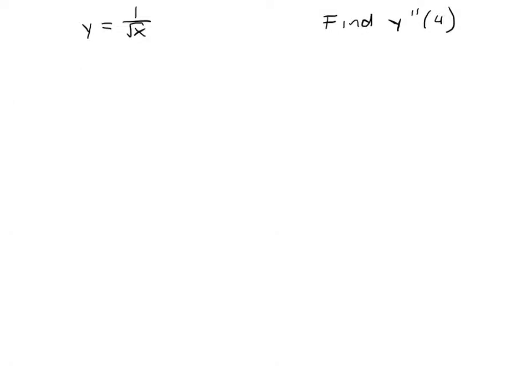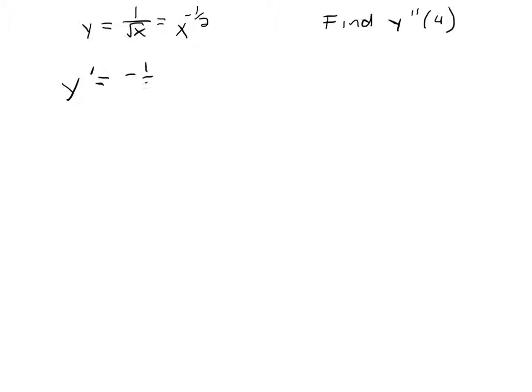We're supposed to find the second derivative of this function and then evaluate it at 4. Before we do that, let's first rewrite this function so that it's just x to the negative 1/2. That way finding the derivative is going to be easier. Don't have to use the quotient rule, I can just use the power rule.